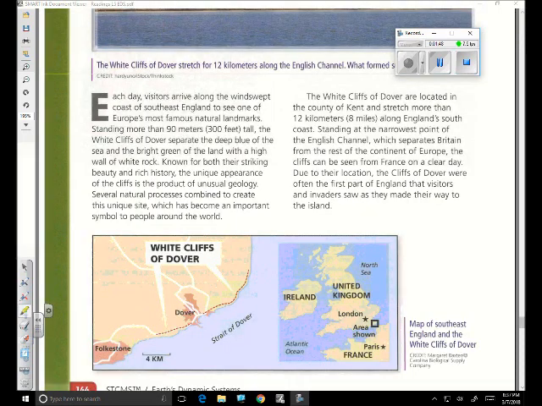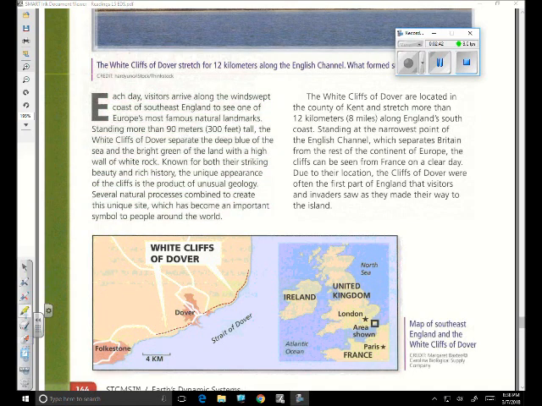Let's start reading now. Each day, visitors arrive along the wind-swept coast of southeast England to see one of Europe's most famous natural landmarks. Standing more than 300 feet tall, the White Cliffs of Dover separate the deep blue of the sea and the bright green of the land with a high wall of white rock. Known for both their striking beauty and rich history, the unique appearance of the cliffs is the product of unusual geology.